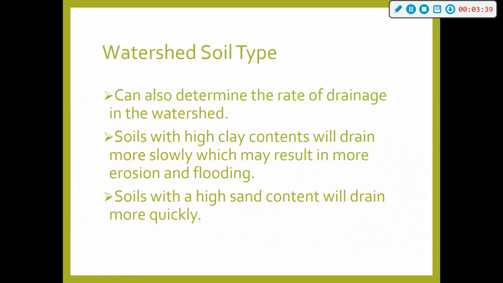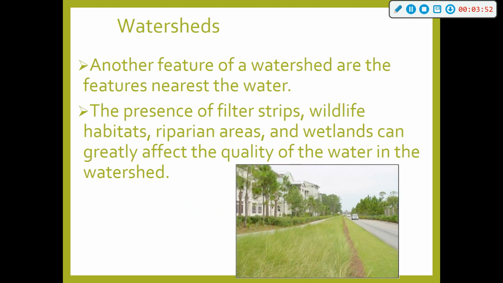So watershed soil type also can determine the rate of drainage in the watershed. Soils with high clay contents will drain more slowly, which may result in more erosion and flooding. Soils with high sand content will drain more quickly.